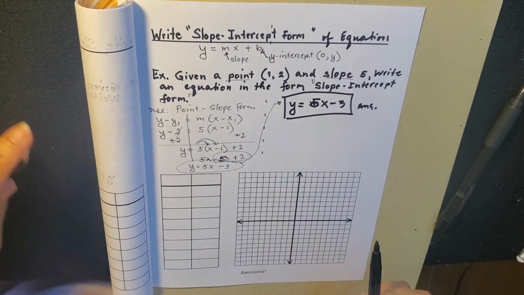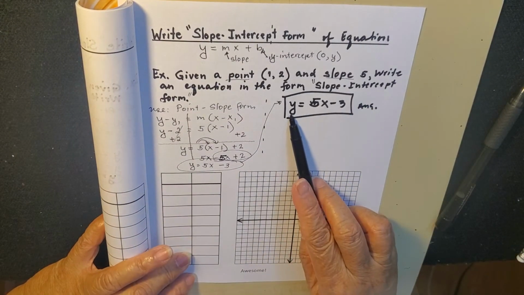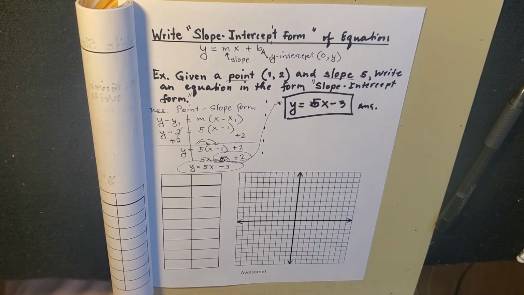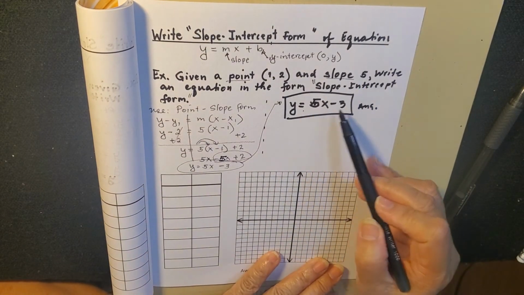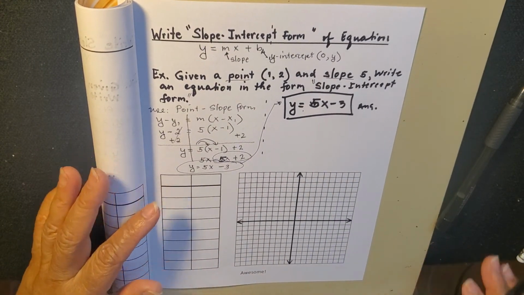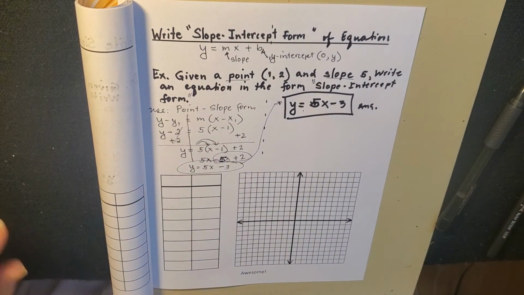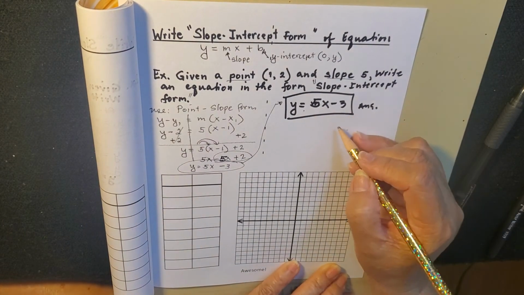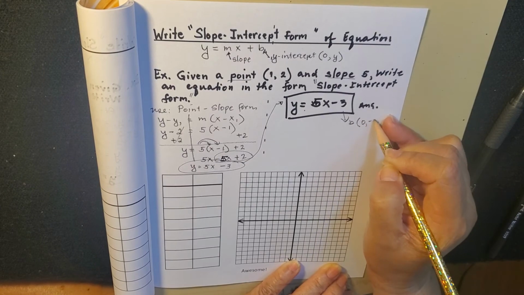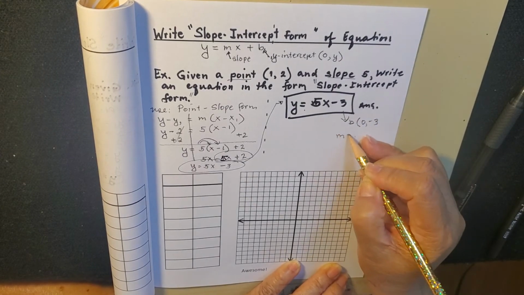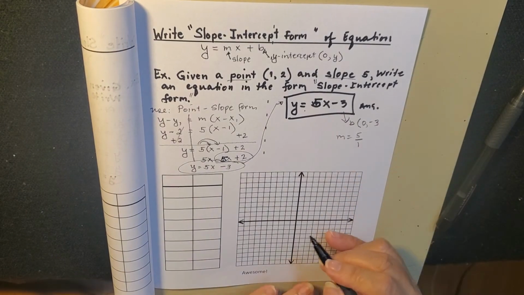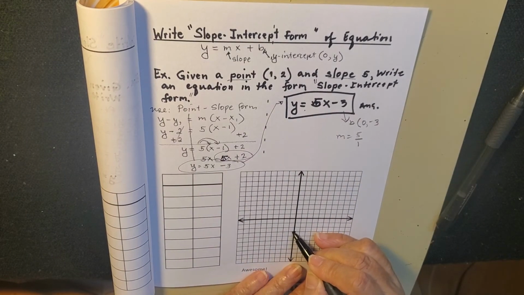Let us check. Is it in slope-intercept form? Yes, slope-intercept. The slope is 5 and the y-intercept is negative 3. Now if you want to graph, let us graph. We already know how to graph. We know that the y-intercept b here is (0, negative 3), and m is 5 over 1. So if I graph it, I will begin with (0, negative 3).